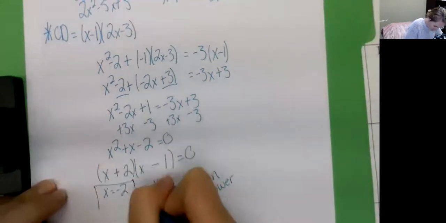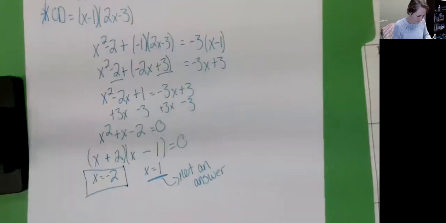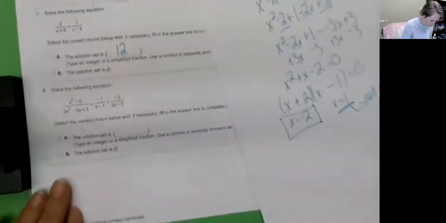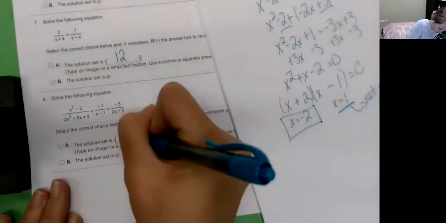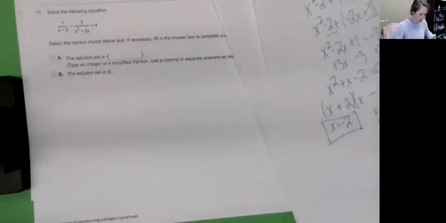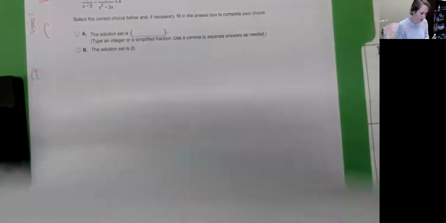So it's just that one. x equals negative 2, so negative 2. Okay. Moving right along. I'll do 9 on the back of this one.